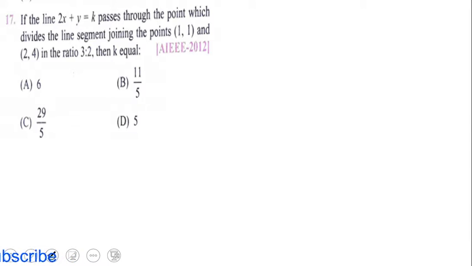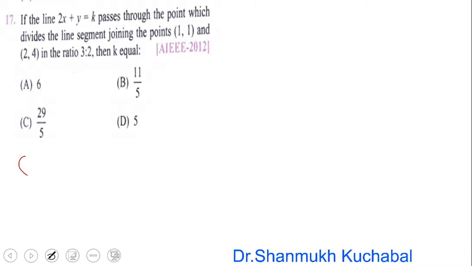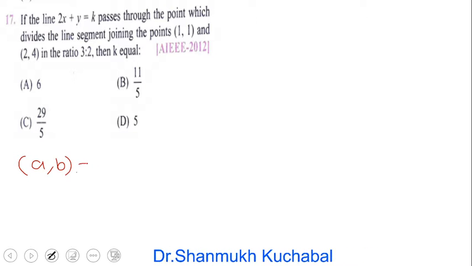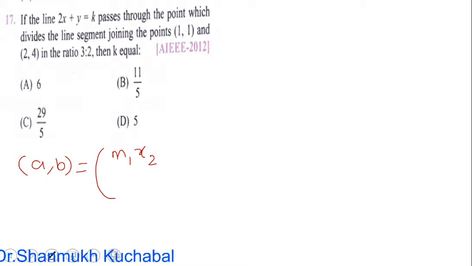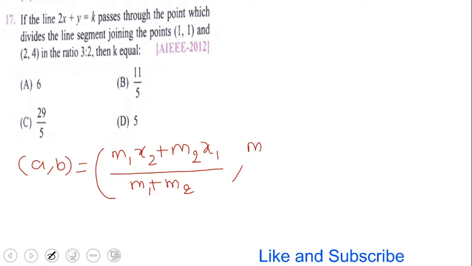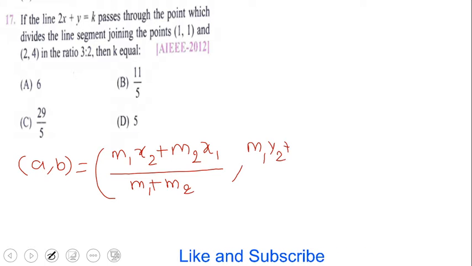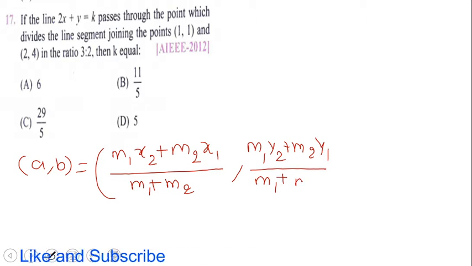For this I am using the section formula. The point x comma y, or a comma b, is given by the formula m1 x2 plus m2 x1 divided by m1 plus m2. Then for the y coordinate we replace x by y, so we get m1 y2 plus m2 y1 divided by m1 plus m2.